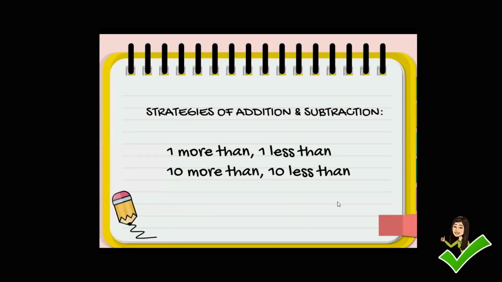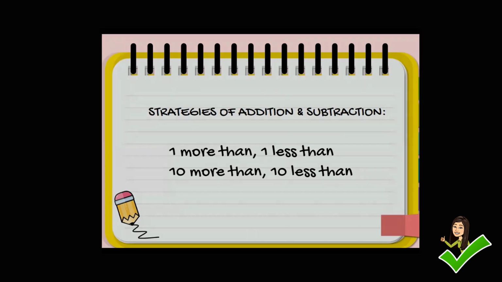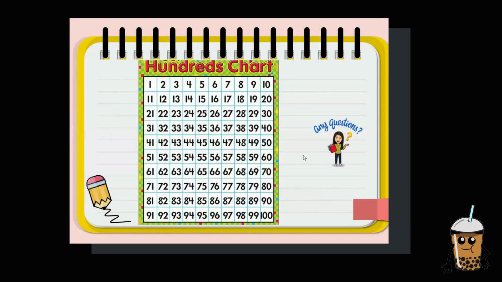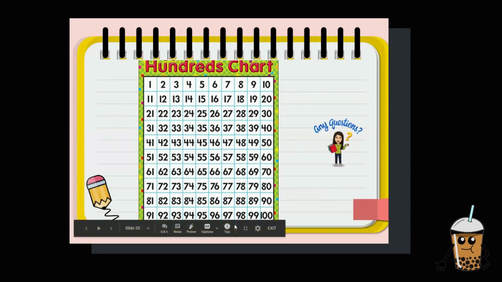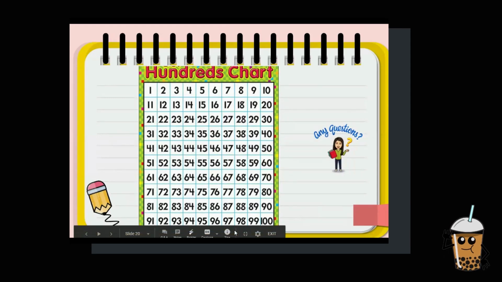Hello, dear children. Before we revise the strategies of addition and subtraction, let us first revise what is 1 more than and what is 1 less than, and 10 more than and 10 less than. For this, we will be using the hundreds board. This is a hundreds board, and let's select a number. Let's select 46. Let this be our number. So let me frame 4 questions for you.